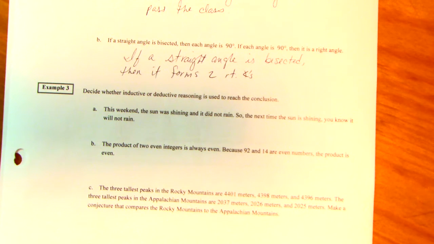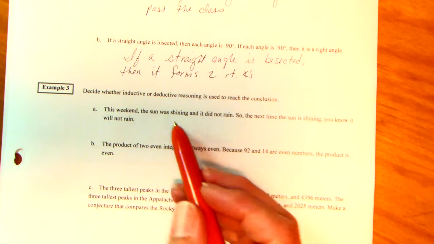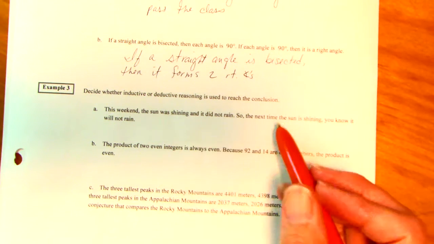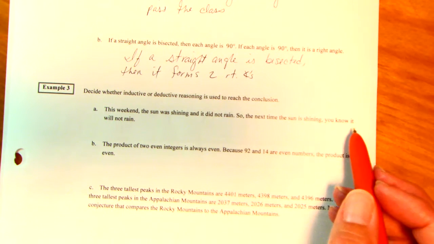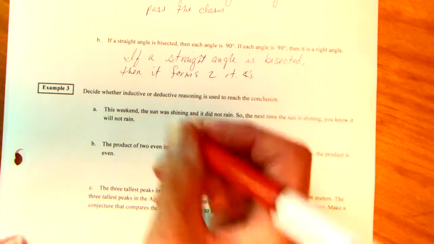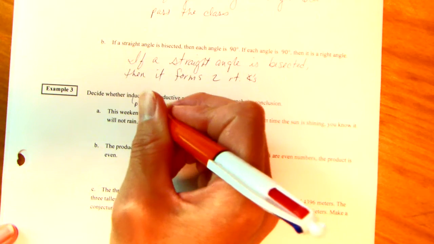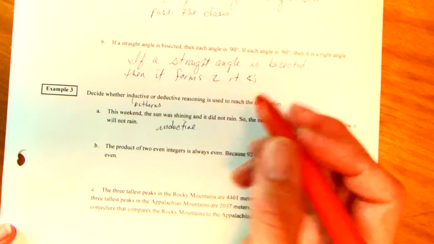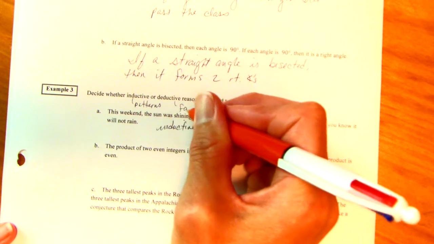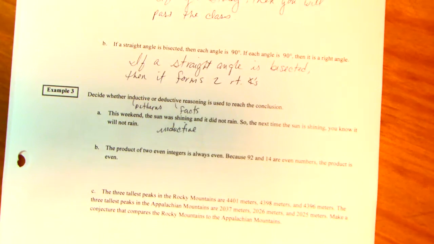Example 3. Decide whether inductive or deductive reasoning is used to reach a conclusion. Keep in mind, inductive, you're looking for patterns and stuff. Deductive, you have information that's actually true. So, this weekend, the sun was shining and it did not rain. So the next time the sun is shining, you know it will not rain. This is inductive. Remember, inductive would be patterns, and deductive are facts.